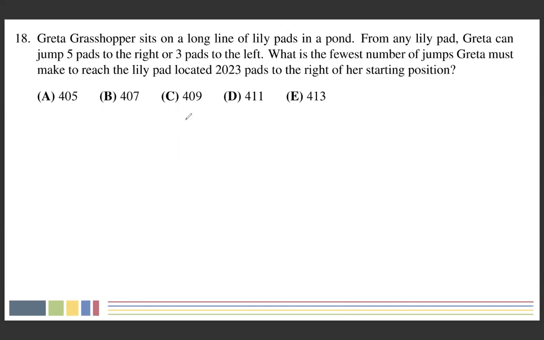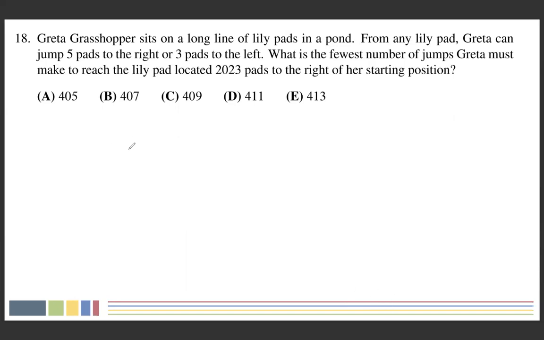Well, the minimum she can reach is 2025 by jumping a total of 405 times with the 5 paths to the right. But the problem is if we start jumping left here, we're going to run into a problem, which is that because we are only jumping 3 paths at a time, we instantly jump over our target. We instantly jump over it. So that doesn't work.